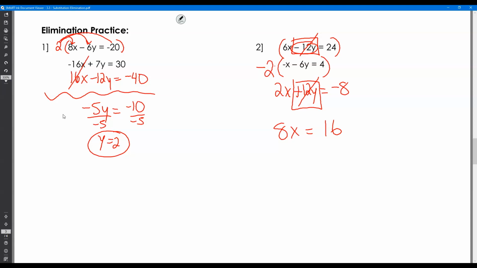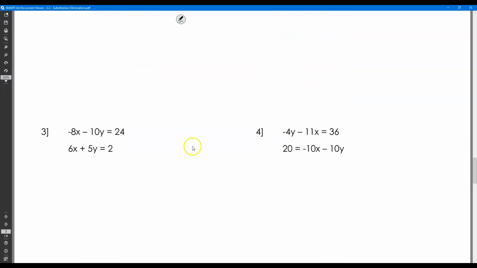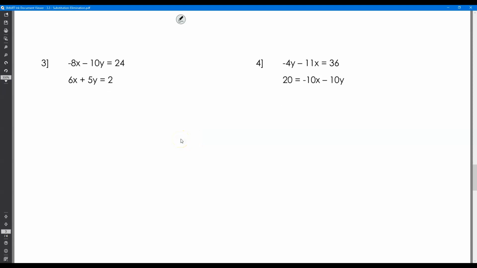So the whole key with elimination is you need to multiply one or sometimes both of your equations by a number that will allow you to eliminate one of the variables. Last example here, okay? Now for question 3, many of us are going to see a little combination in here. You might see if you multiply this by 2, you get 10y. Great. But what happens if you don't see it? Right? We show you these tricks, you just don't see it.